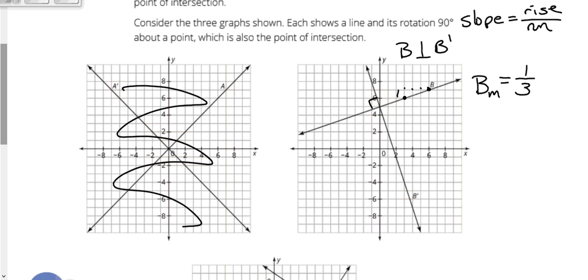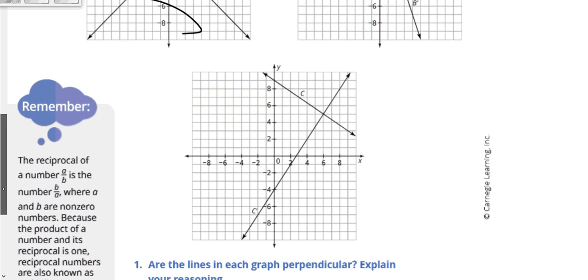So rise of 1, run of 3. Same thing with B prime. So I'm just going to pick 2 points here, that one and that one. You could pick any 2. So it looks like I'm going down 3 and over 1. So for B prime, the slope is down 3 over 1. All right, looks like they've got some relationship there. Let's look at the next group. We'll come back to that.